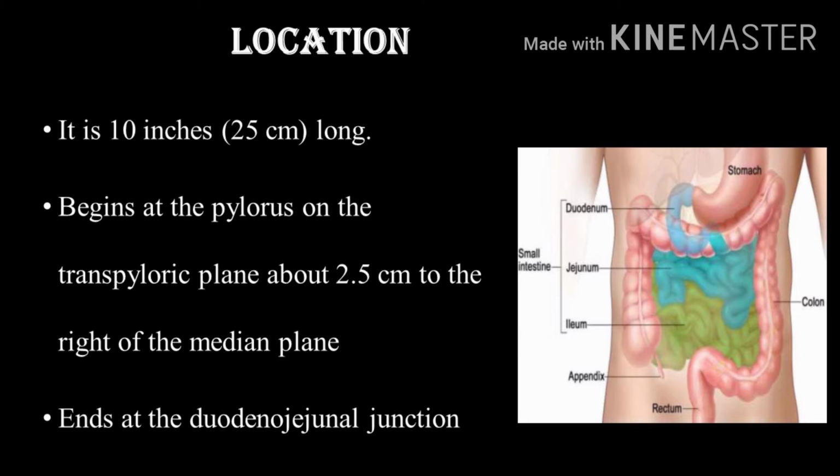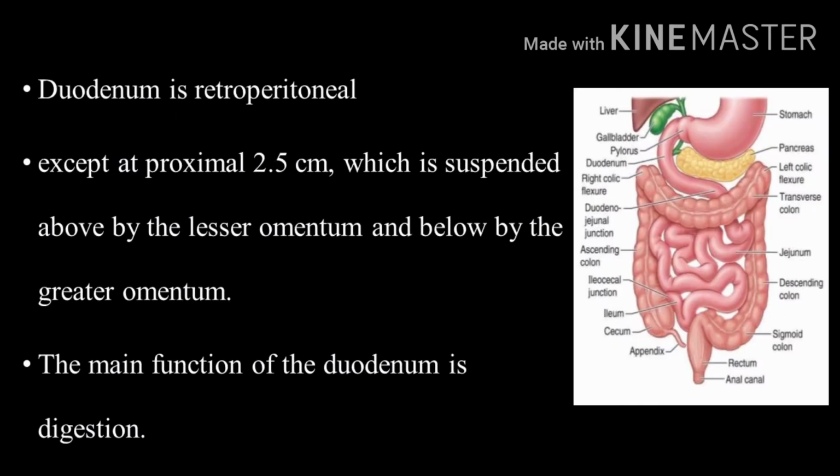The duodenum is retroperitoneal except the proximal 2.5 cm, which is suspended superiorly by the lesser omentum and inferiorly by the greater omentum. The main function of the duodenum is digestion. It receives chyme from the stomach and mixes it with bile and pancreatic enzymes.